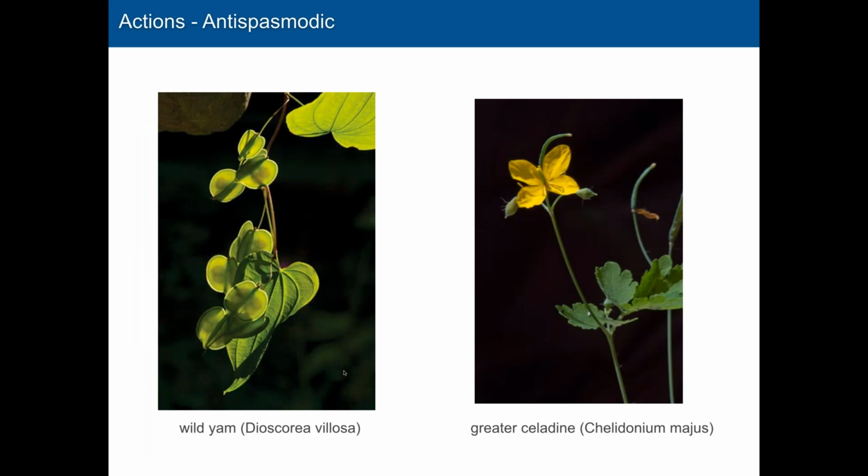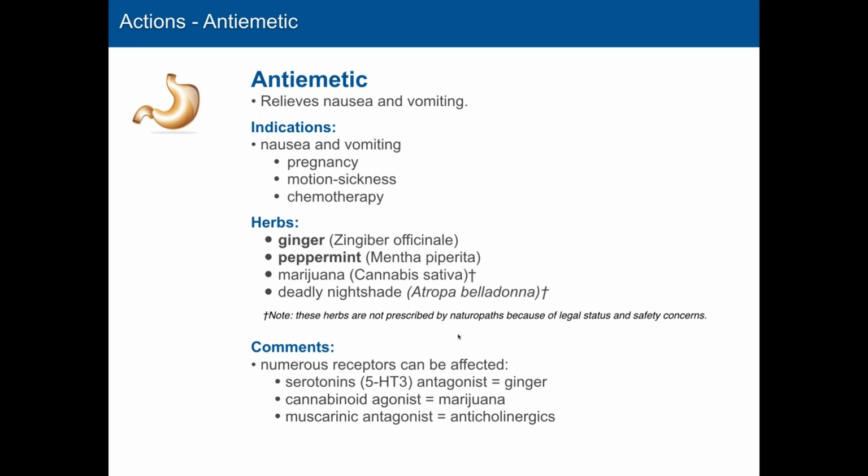So wild yam, also called colic root. Colic is a term for cramping pain. It's used for a whole bunch of different types of cramping issues, including menstrual cramps and biliary colic and digestive colic. Greater celandine, again, has an antispasmodic effect, historically used for some liver issues and biliary colic.